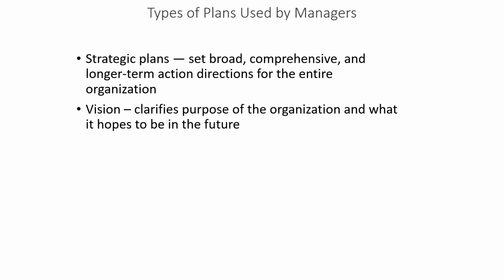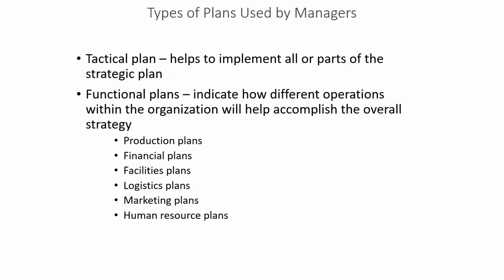So let us understand the types of plan that come around here. The strategic plan is to set a broad, comprehensive, longer-term action direction for the organization. As I have said to you, vision clarifies the purpose of the organization, what it hopes to be in the future, as the case might be.